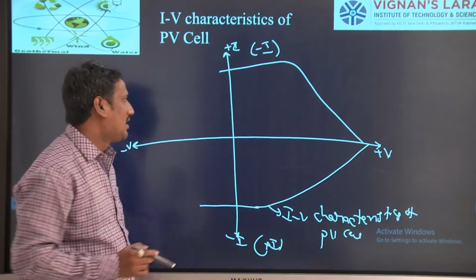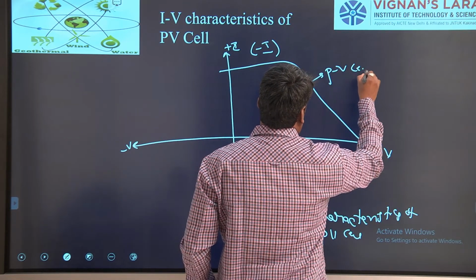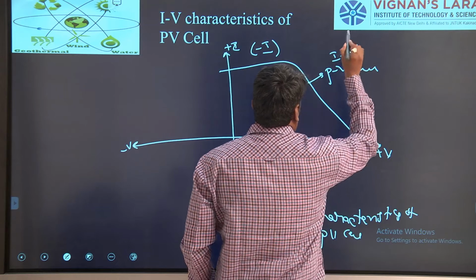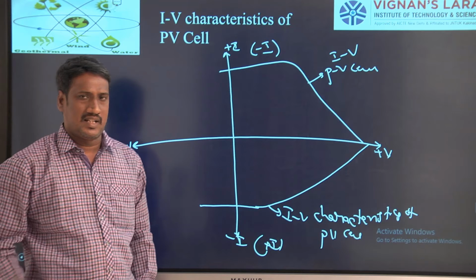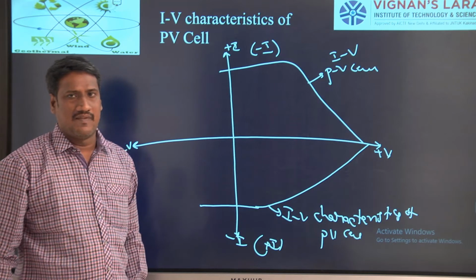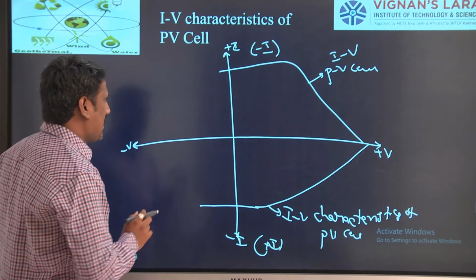Just like a mirror image, I have flipped it. Plus I have taken this side, minus I have taken that side. So I will get PV cell characteristics like that. If you flip, you will get the IV characteristics of the PV cell like this.